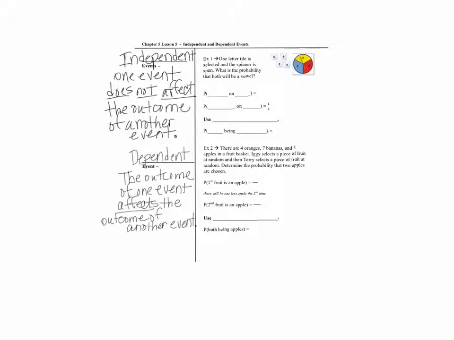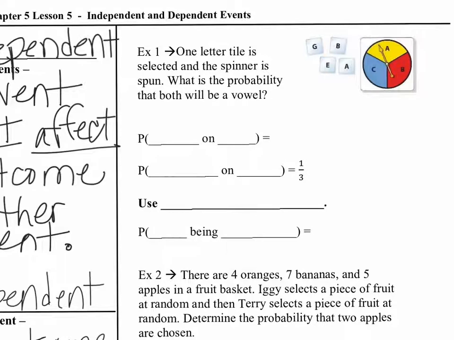The events we're talking about here could be drawing a card out of a deck, spinning a spinner, rolling a number cube, or something as simple as flipping a coin. Our first example, number 1: one letter tile is selected and the spinner is spun. What is the probability that both will be a vowel? Remember that your vowels are A, E, I, O, and U.